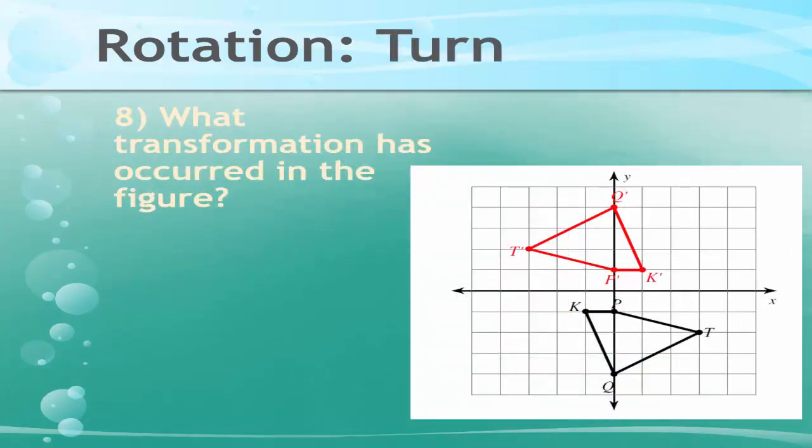What transformation has occurred in the figure? We see that Q is currently on the y-axis at the bottom half of my graph. It has shifted a complete 180 degrees, so that would be a 180-degree rotation.